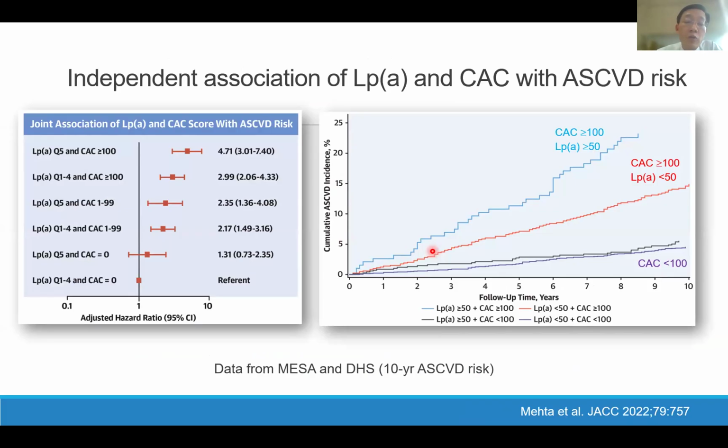This is an interesting study derived from the Multi-Ethnic Study of Atherosclerosis and the Dallas Heart Study, which shows independent association of Lp(a) and the calcium score with ASCVD risk. If you look at the graph on the right-hand side, if you have a calcium score less than 100, it doesn't matter whether you have high or low Lp(a), because your ASCVD risk is about the same. But if you have a higher calcium score, more than 100, then if you have high Lp(a), equal to or more than 50 milligrams per deciliter, it could modify your risk to a higher risk.